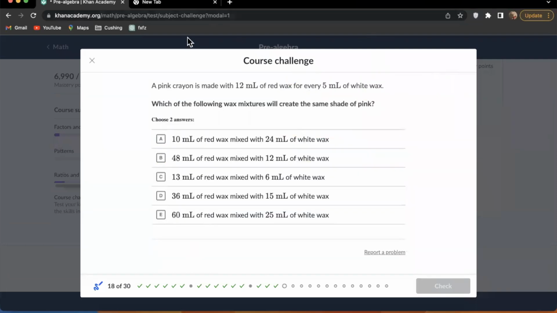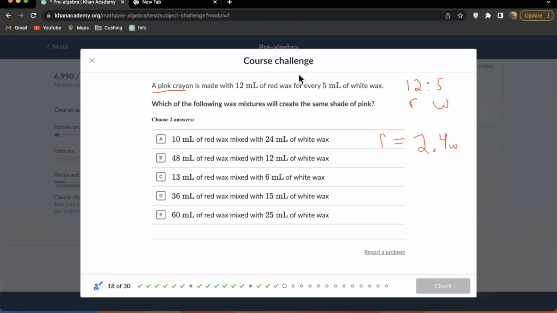All right, this says a pink crayon is made with 12 milliliters of red wax for every 5 milliliters of white wax. Which of the following wax mixtures will create the same shade of pink? So the pink is made with a ratio of red to white. It's 12 to 5, red to white. So you're going to want your red to be 2.4 times the white. So red equals 2.4 times white.